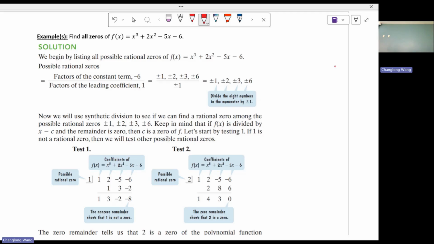But listen to the question one more time. How do you know 1 is a zero for f of x? Is there a better way to tell? If you already know what f of x is, it's x cubed plus 2x squared minus 5x minus 6. You can plug in 1 for x and see if the function is indeed 0.